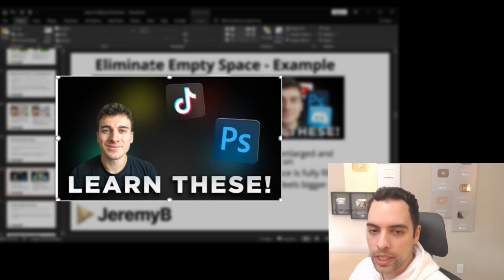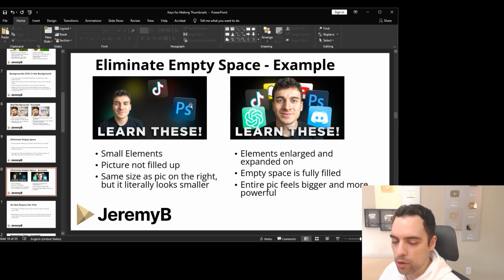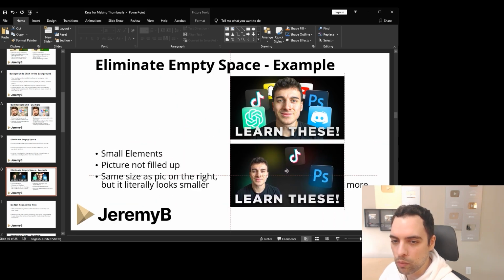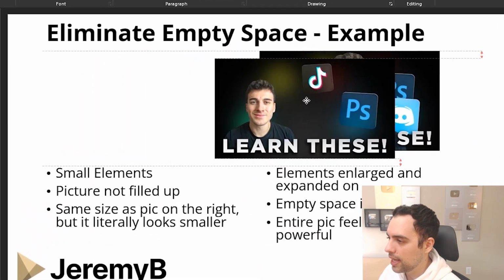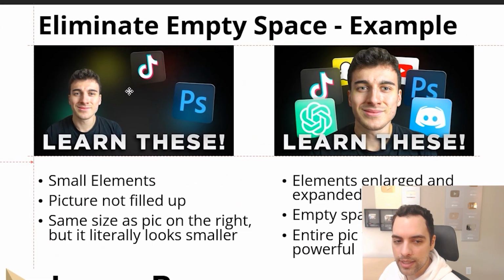Something that's very interesting with this comparison is that these 2 pictures are the exact same size, but I don't know if it's just me, this picture on the left literally looks smaller. I'll prove to you the size is exactly the same. Look, the width is the same, the height is the same. It literally overlaps the picture perfectly. They are the exact same size. So how do we fix that?